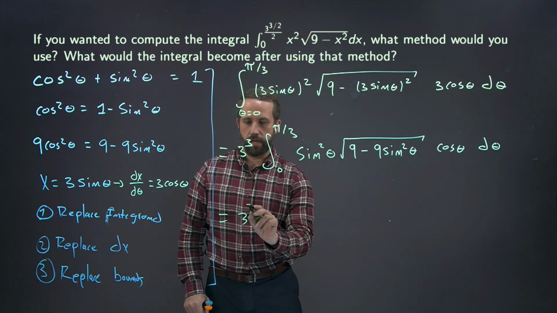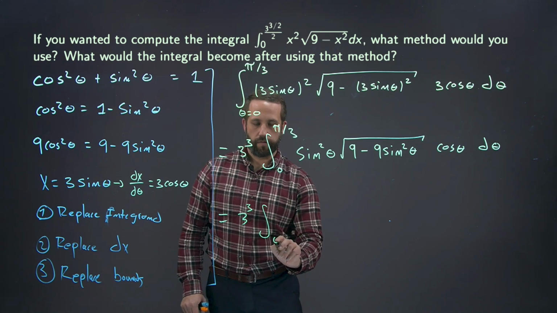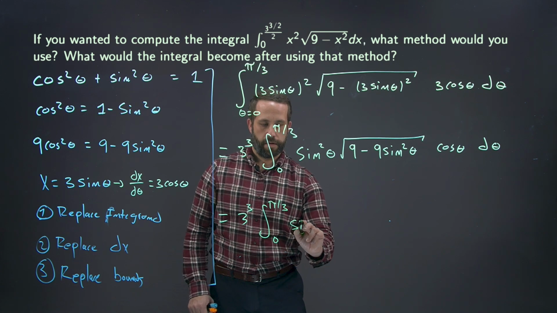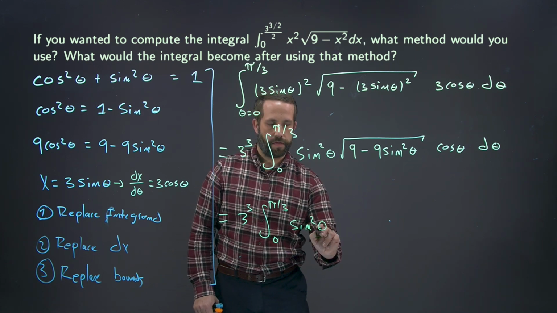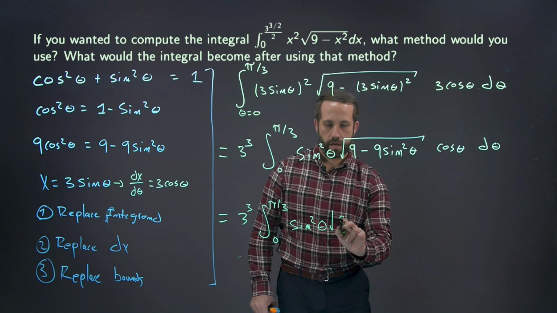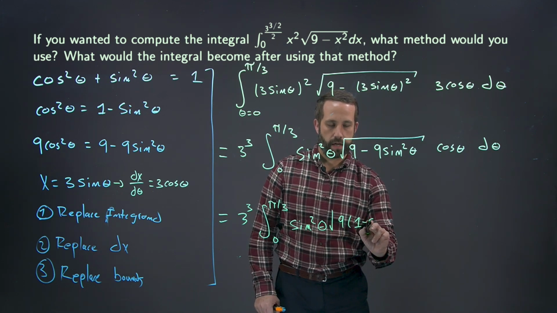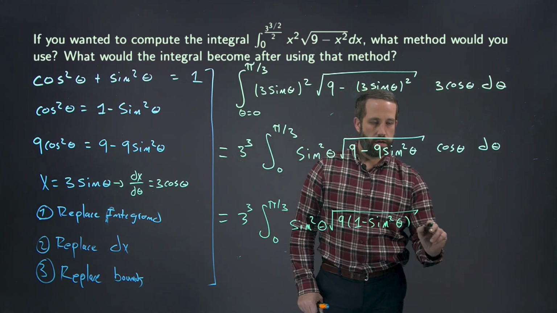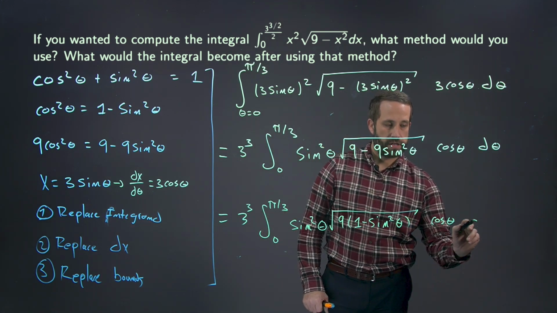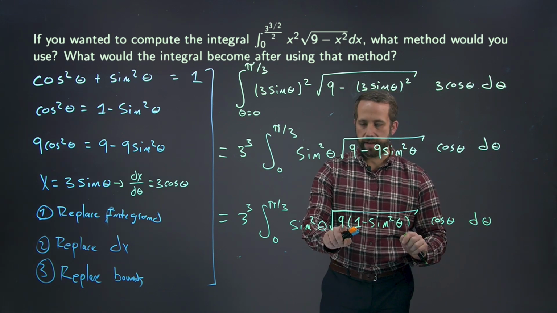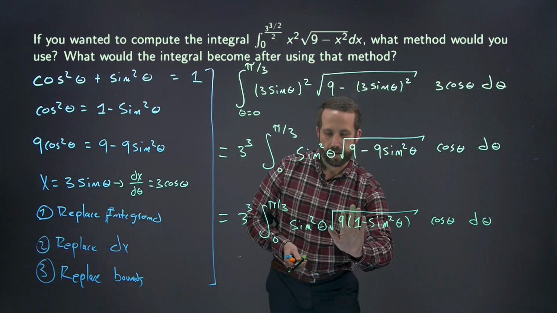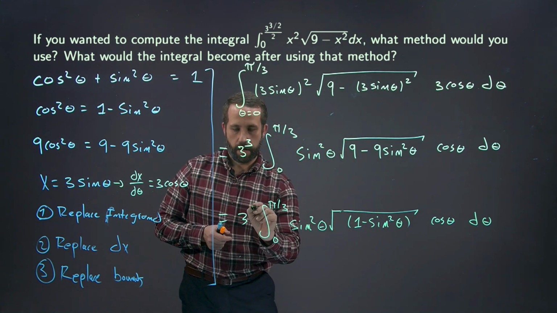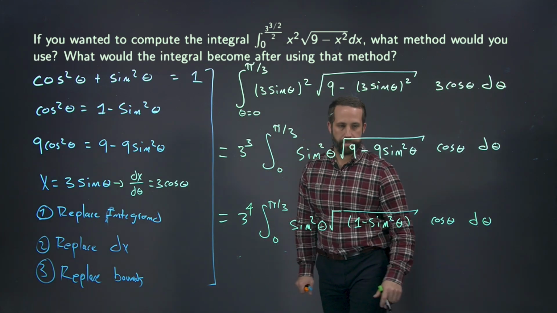So this is 3 cubed times the integral from 0 to pi over 3 of sine squared theta, times the square root of 9 times 1 minus sine squared theta, times cosine theta d theta. Now I can factor out the 9, but when it comes out of the square root, it comes out as a 3, and so I'll just pull it up over here. So we're going to have 3 to the power of 4.